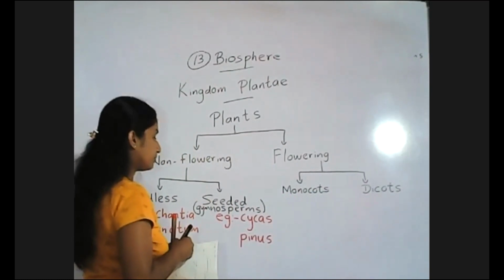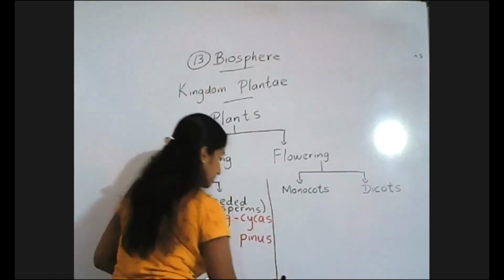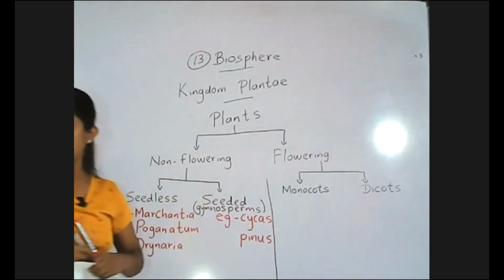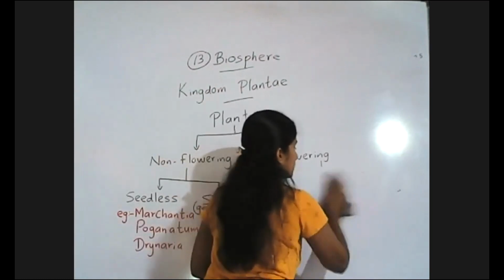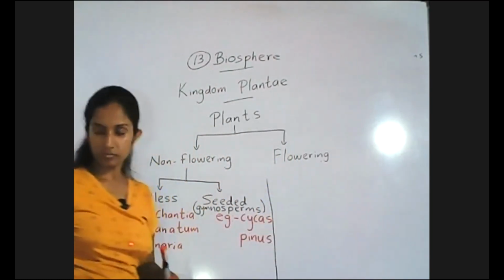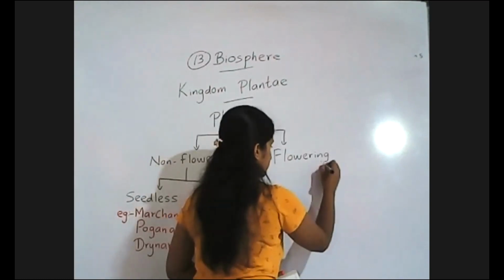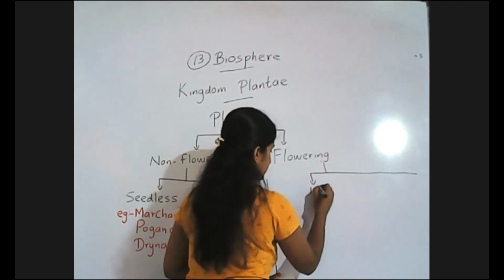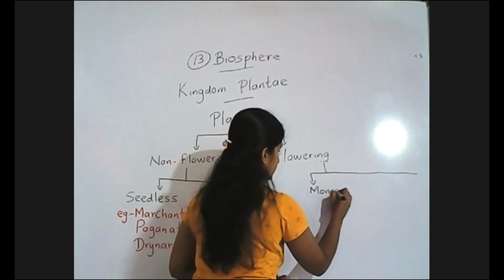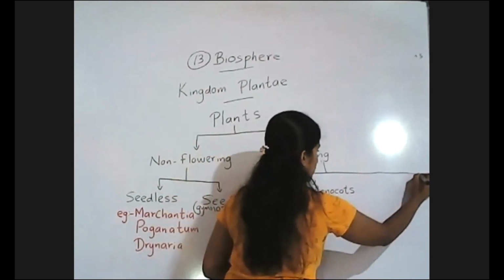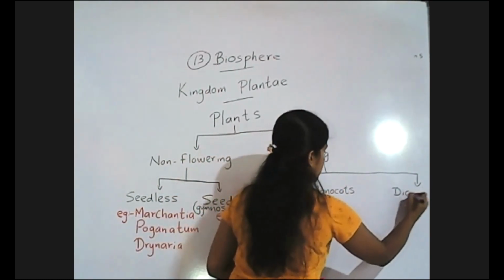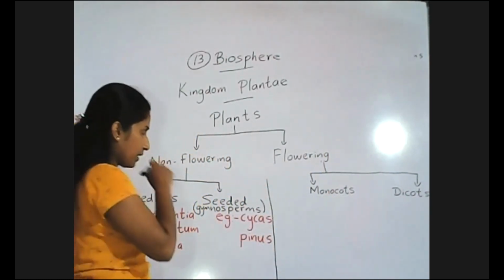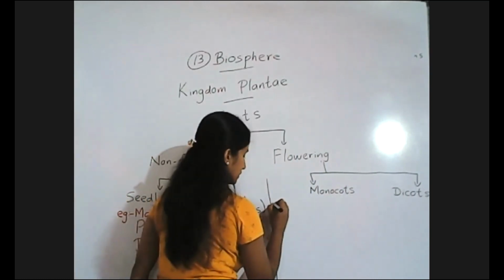When we consider the differences, I will write some. Monocots and dicots. I won't write all the features here, then it is easy to remember, Pute, right? Number of cotyledons.